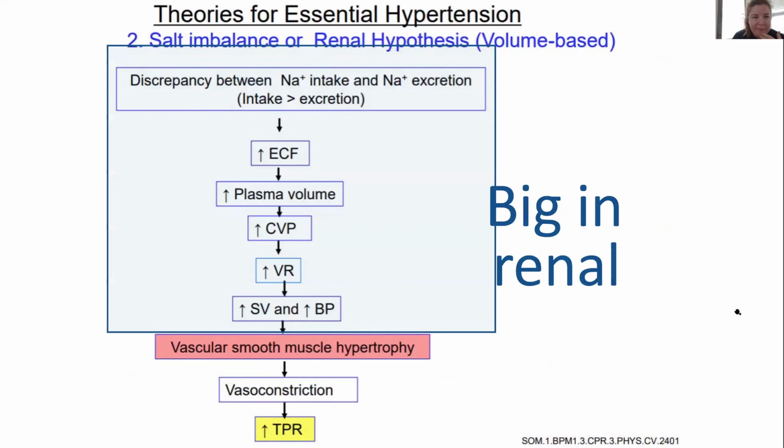Again, this is the next slide. This concept is big in renal, but I'll go over it really quickly right here. Blood volume relates to salt in your ECF. It's salt and ECF, and this goes hand in hand. You're going to talk a lot about this in renal. If you have a decreased salt content, you're going to have a low blood volume.